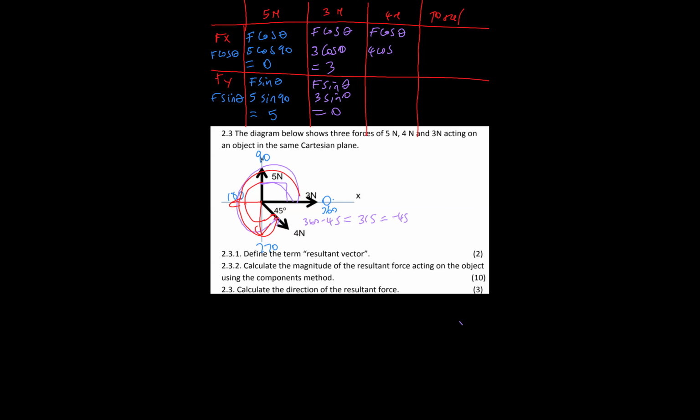Because if you take 315, negative 45 to the other side, it's going to be positive. Right? When you add it, you get 360. Is that clear? Yes. Okay.